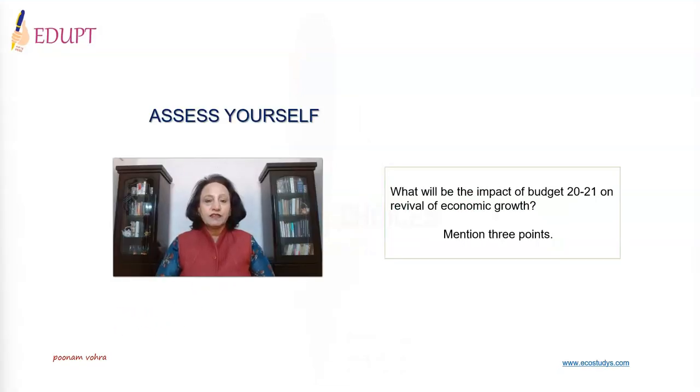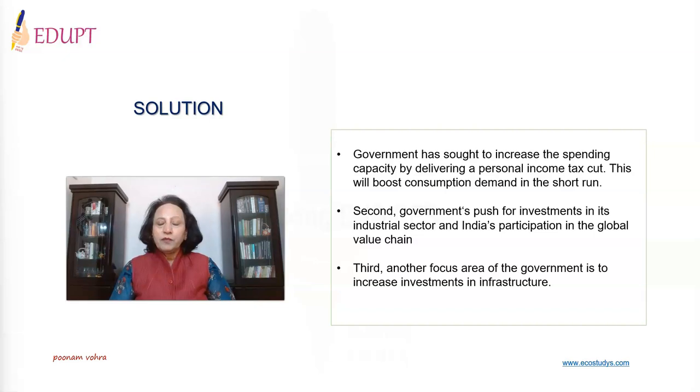Now answer this simple question. What will be the impact of Budget 2021 on the revival of economic growth? Mention just 3 points. There will be revival of economic growth through the government budget of 2021 in mainly 3 ways. 1. Encouraging personal consumption expenditure by delivering a personal income tax cut. Second, encouraging investment in the industrial sector and being a participant of the global value chain. And third, encouragement of investment in the infrastructural facilities. So, by encouraging consumption expenditure as well as investment expenditure, economic growth will be revived.